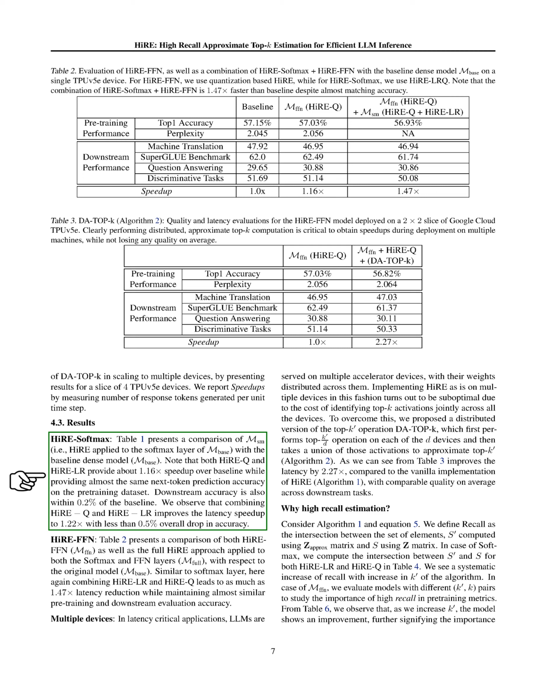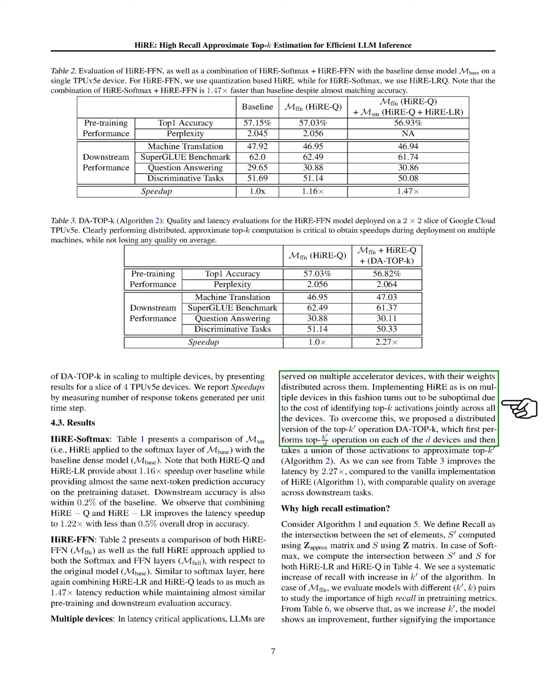Interestingly, when we combine HiRE-Q and HiRE-LR, we achieve a speedup of 1.22 times with less than a 0.5% drop in overall accuracy. Moving on to HiRE FFN, we compare the performance of HiRE FFN alone and the full HiRE approach, which applies modifications to both the softmax and FFN layers, against the original model. Similar to the softmax layer, combining HiRE-LR and HiRE-Q for the FFN layers results in up to a 1.47 times reduction in latency, while keeping the pre-training and downstream evaluation accuracy almost the same.